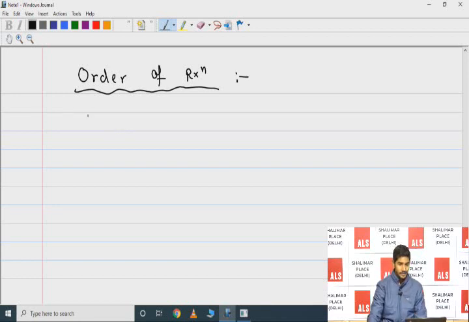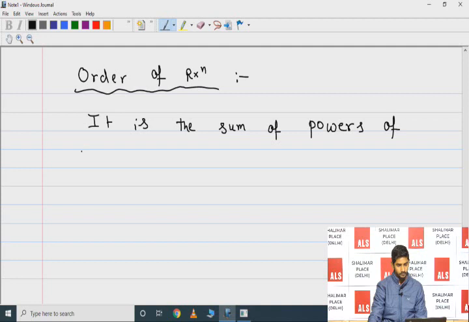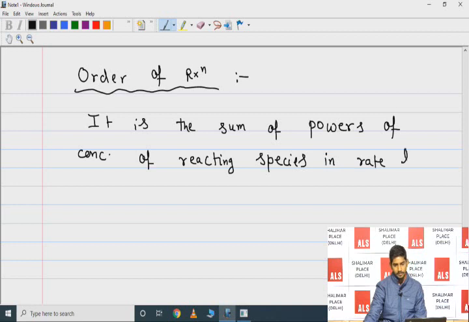Okay, so we can say that it is the sum of powers of concentration of reacting species in rate law expression.